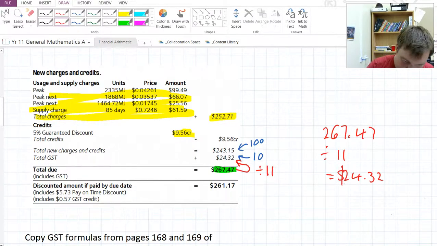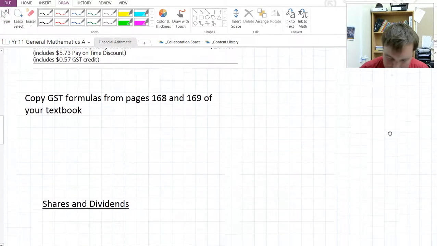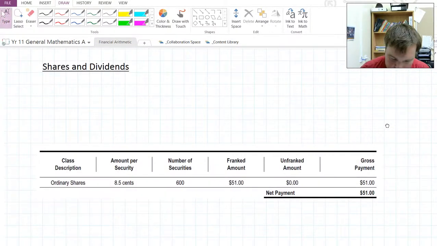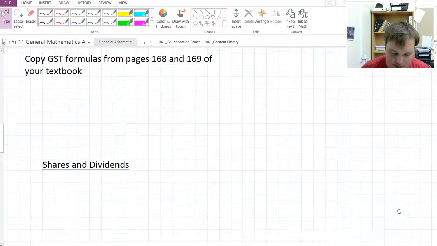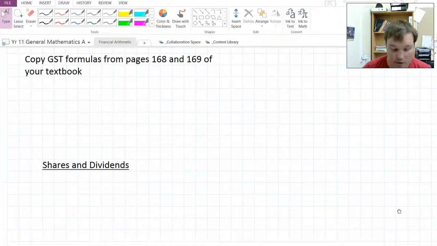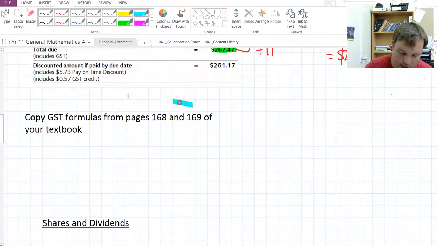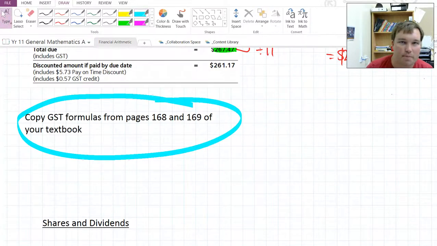All right, second portion of today, and I'm sorry this is a longer one than normal: shares and dividends. If you want to, you can look at GST formulas from the textbook on those pages.